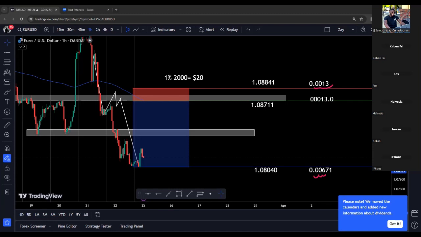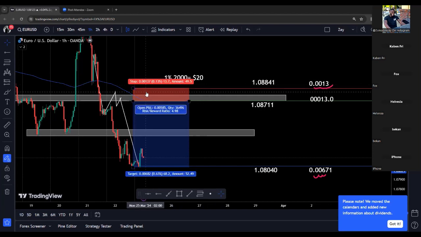So he has a 13 pip stop loss. The biggest lot size he could use is a 0.15, which is $1.50 per pip. That'd be $19.50 he's risking on that trade. Now, reward wise, it's 68 pips.